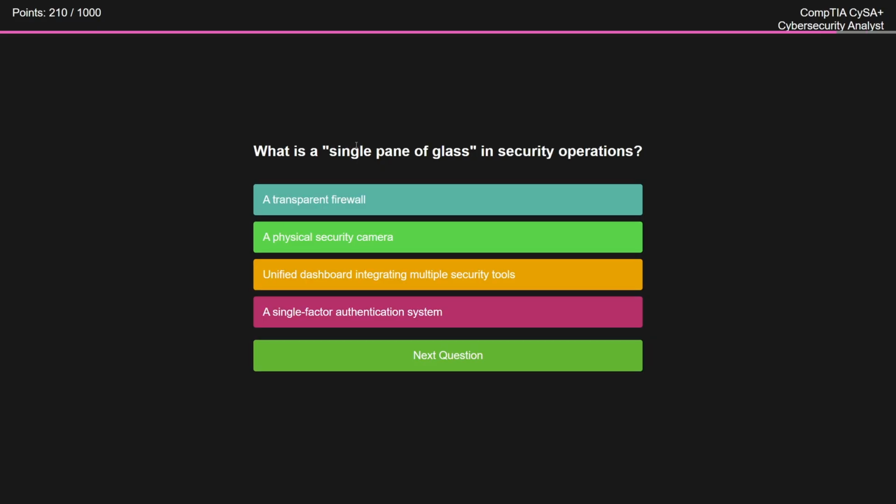What is a single pane of glass in security operations? A transparent firewall, a physical security camera, a unified dashboard integrating multiple security tools, or a single factor authentication system. So for me, it's going to be unified dashboard integrating multiple security tools.